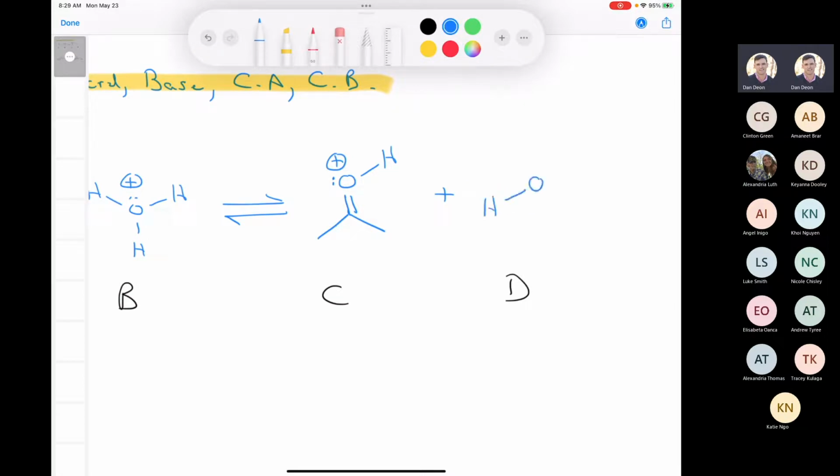This is organic chemistry. There we go. That's a little better.